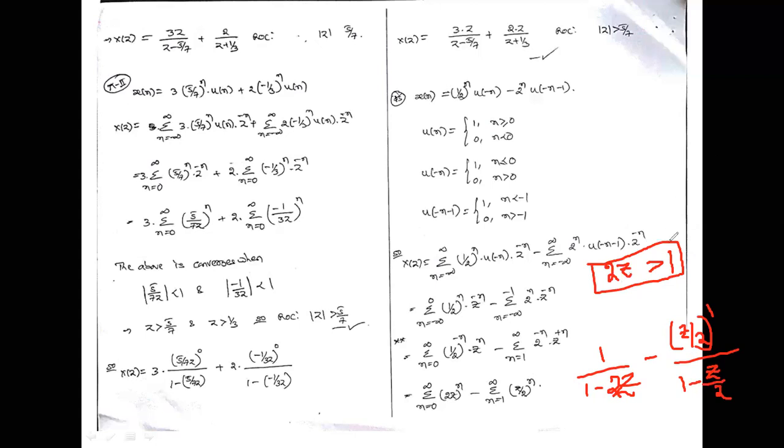And for both functions, now it is z by 2 greater than 1, so z is greater than 2, and here z is greater than 1 by 2, nothing but 0.5. So you take the ROC as the one that is up to z greater than 2. Simplify this one.